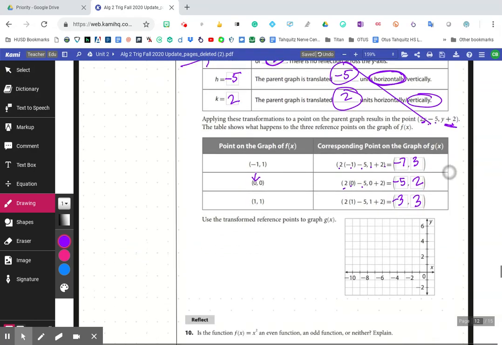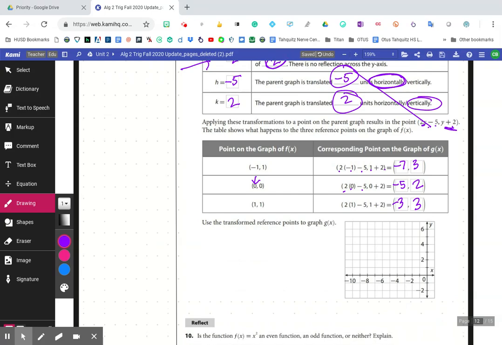And I'm going to plot those values: (-7, 3), (-5, 2), and (-3, 3).